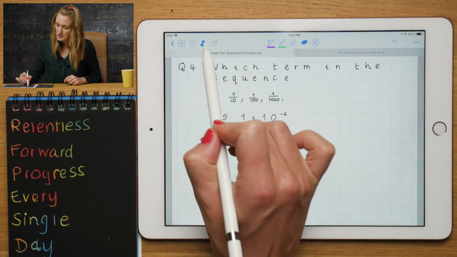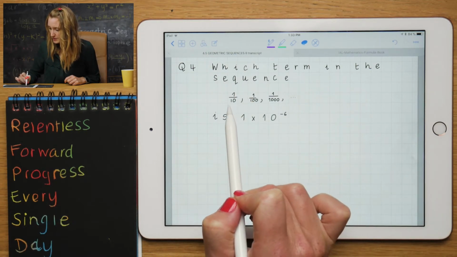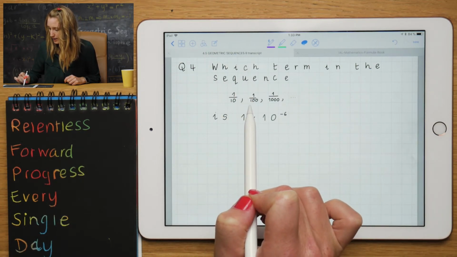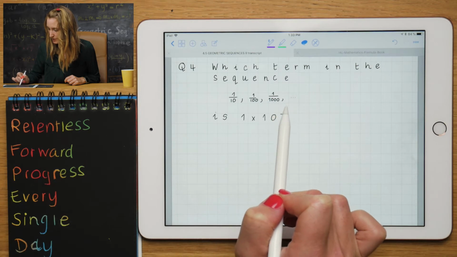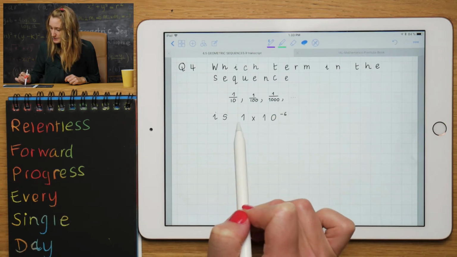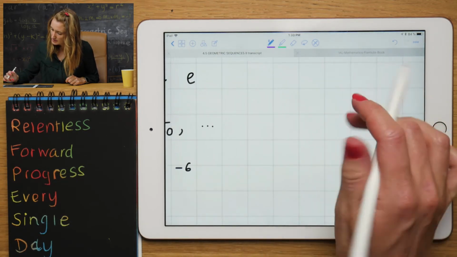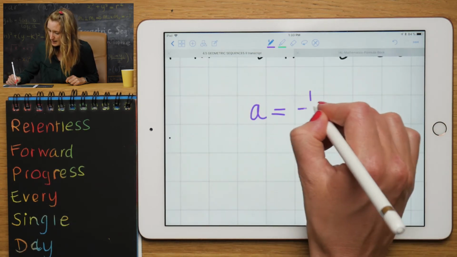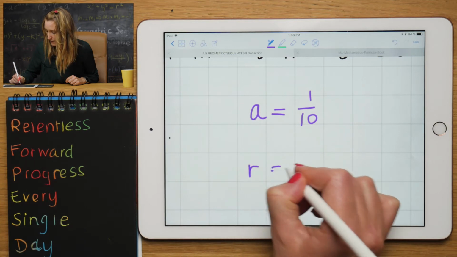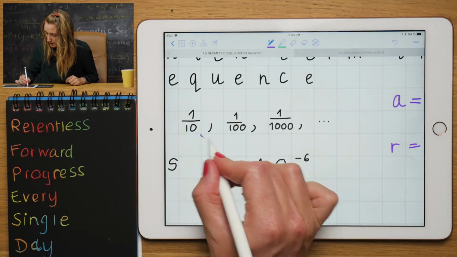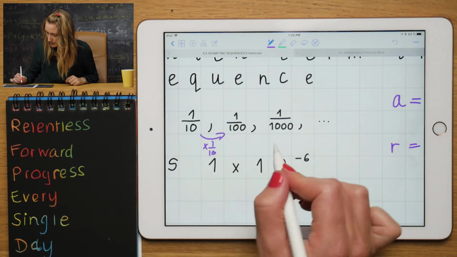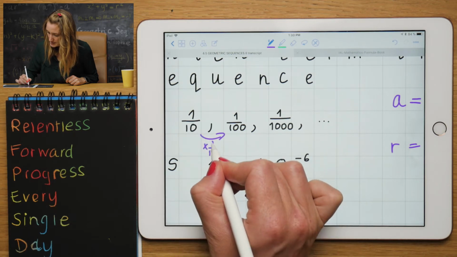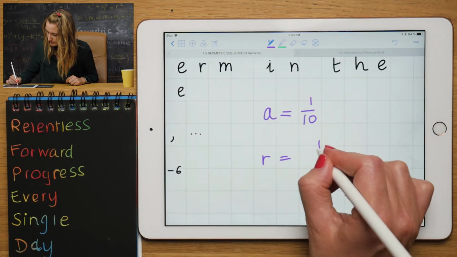We have a similar question here. Which term in the sequence 1 over 10, 1 over 100, 1 over 1,000, etc. is 1 times 10 to the minus 6? So start out, we have our a. a is 1 over 10. r is, well, it must also be 1 over 10, because 1 over 10 times 1 over 10 would be 1 over 100.